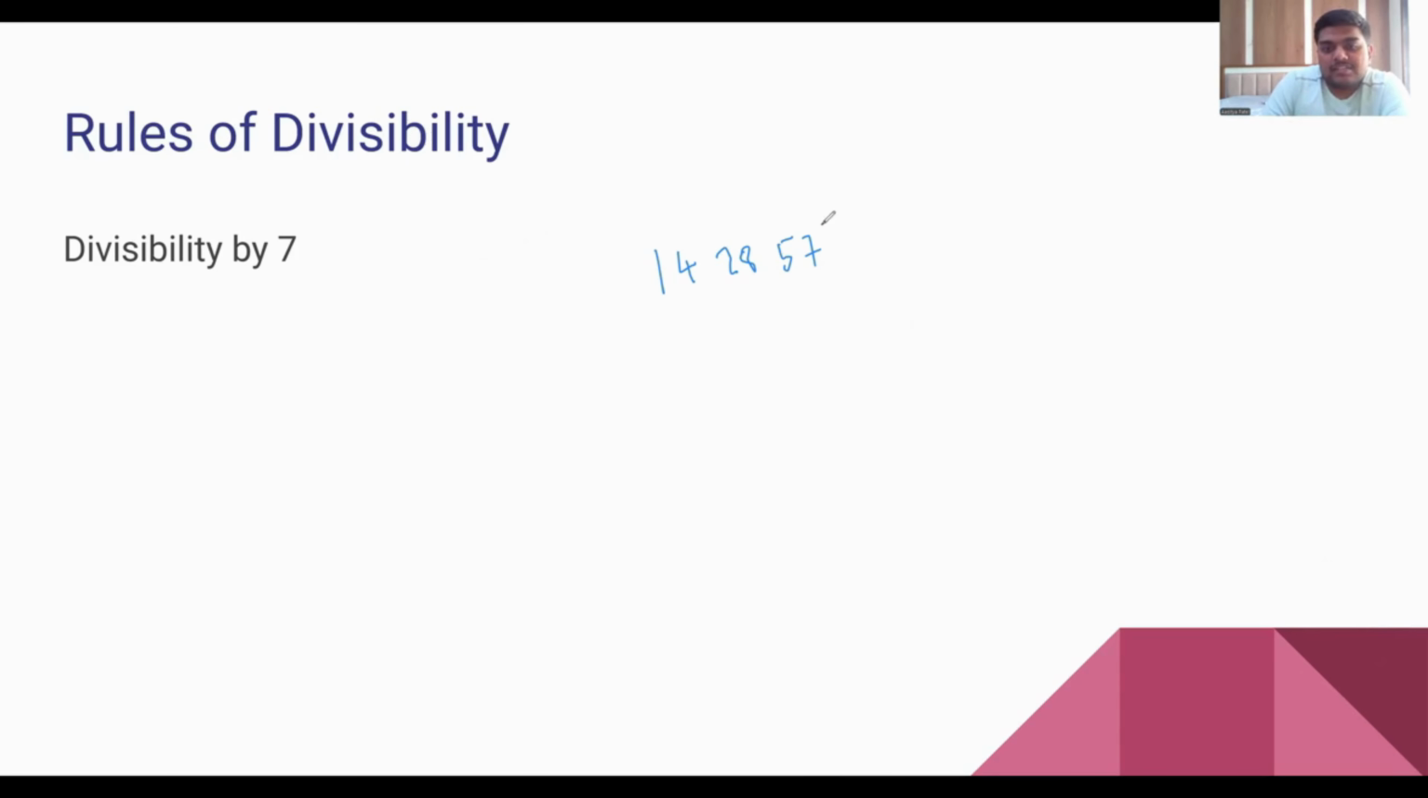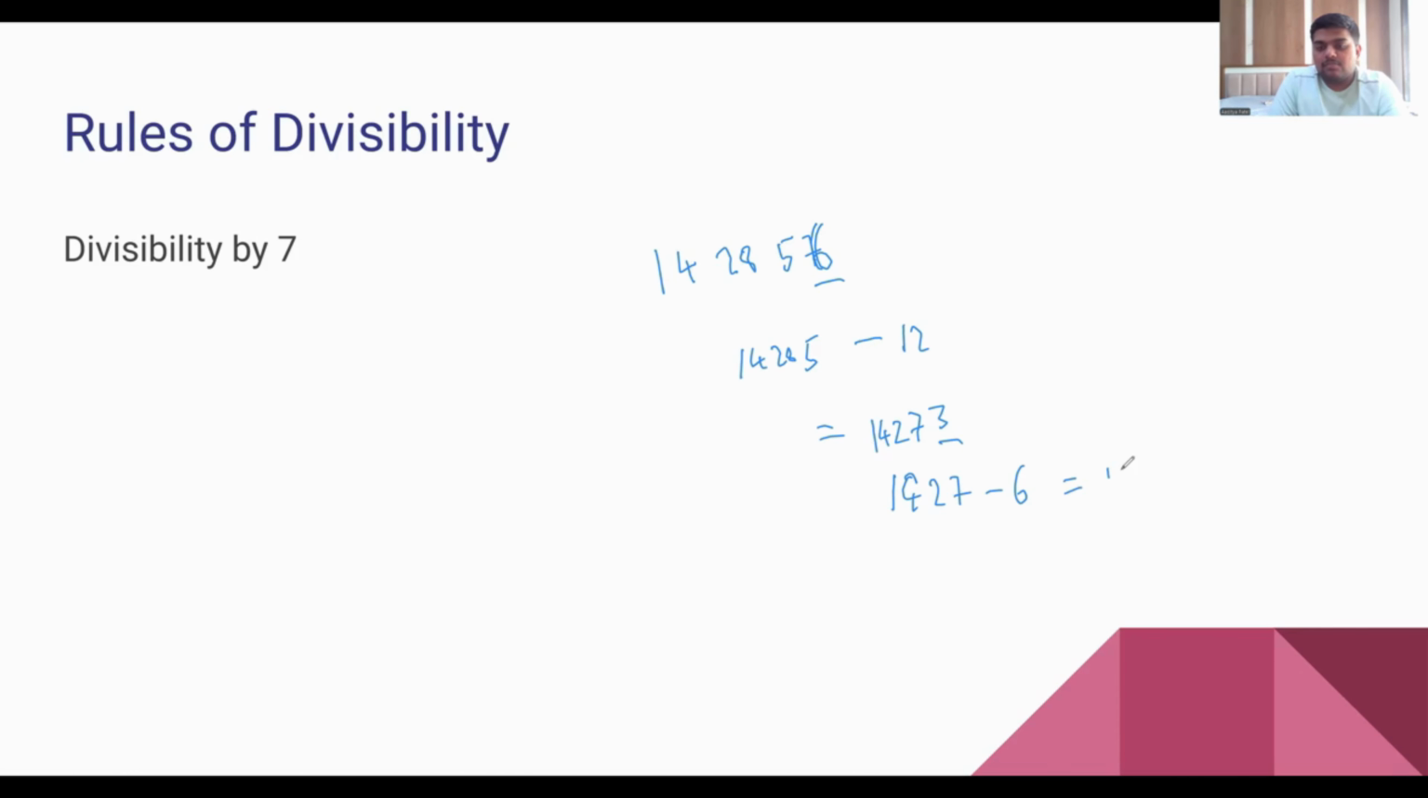Or rather, let us say the number is 142856. For this, we take the units digit, multiply it by 2, and subtract it from 14285. So this is equal to 5 minus 2, 3, 7, 142. Take the units digit, multiply it by 2, and subtract it from the remaining portion.